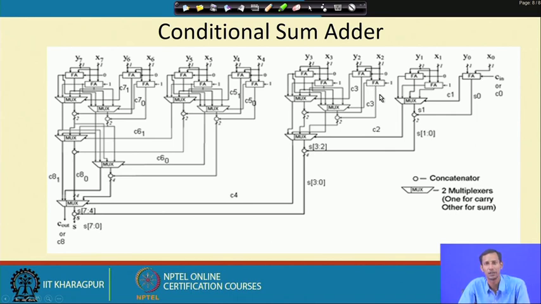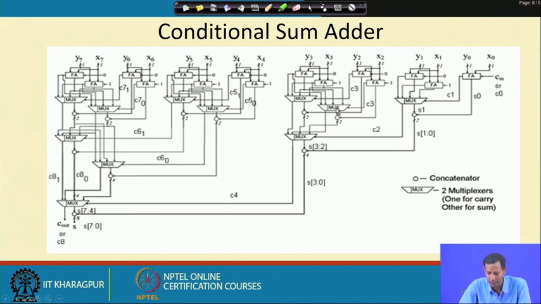Then I will use one multiplexer for y3 and x3, which considers the carry as 0, and another one for considering y2 and x2 of 1. So now we are doing these two multiplexers for y2 and x2, which is just the previous carry of this y3 and x3.